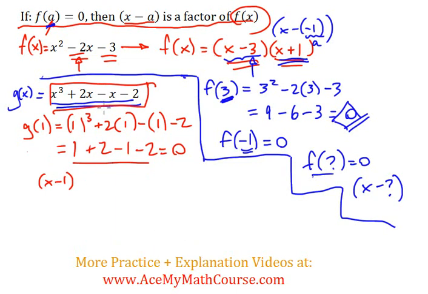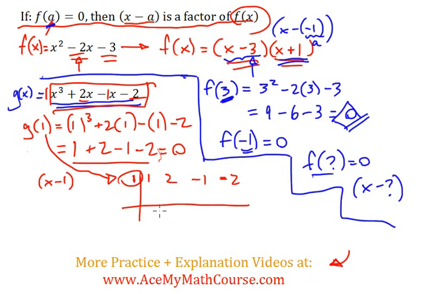Now, how can I go further here and find the other factors of this polynomial? Well, in this case, I'm going to use synthetic division. So I'm going to write down a 1 here, then a 2, then a -1, and a -2. If you're not familiar with synthetic division, you can visit our website and check it out. And what I'm going to plug in here is the 1, because I already know that x minus 1 is a factor.